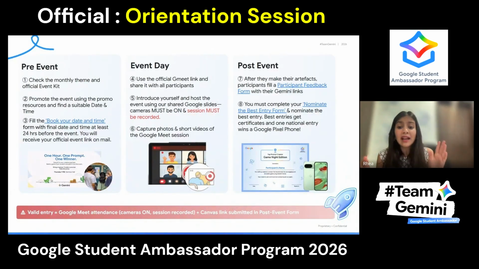Okay, a valid entry involves one, sticking to the theme of the month, two, ensuring that you're using the official meeting link, three, that the session is recorded and the camera is on, and four, the participant fills the feedback form. Okay, so all these proofs and official things need to be in order.